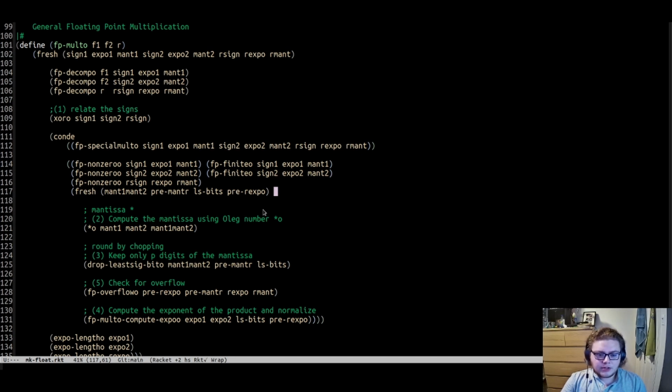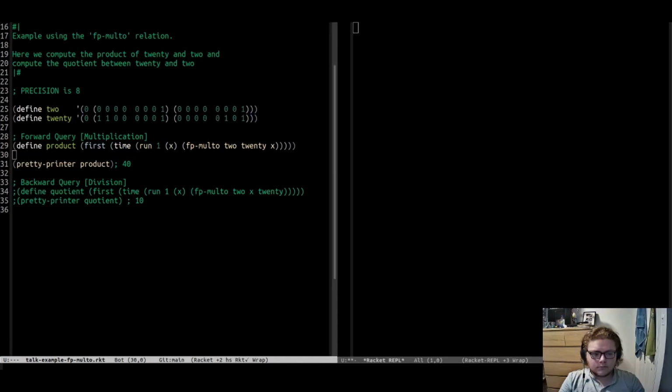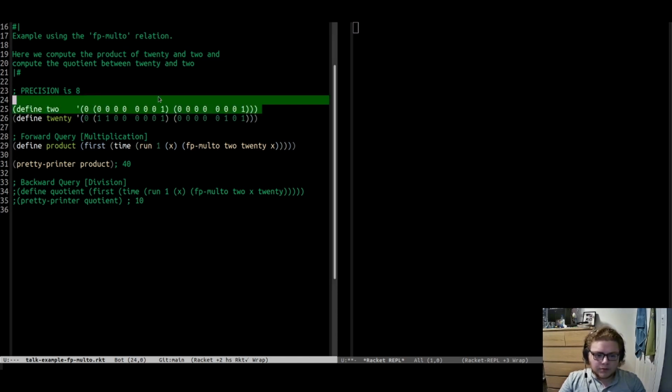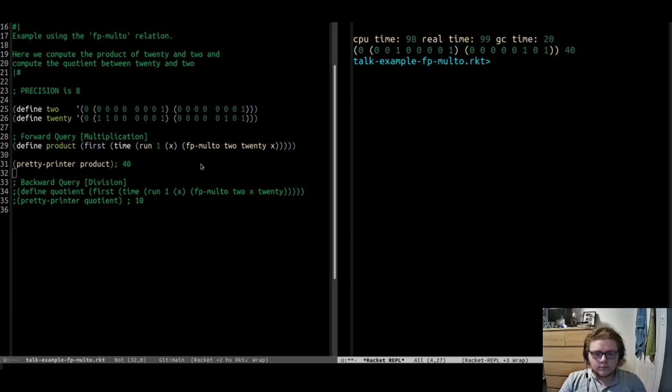I will now show you a quick demo of using FP multo. Here is an example that we have prepared that will compute the product of 20 and 2, and it will compute the quotient of 20 divided by 2. Here is the representation for 2 and 20 in our system. Let's run it. As you can see, the query resolves quickly, and we get the expected result of 40. And 20 times 2 is 40.